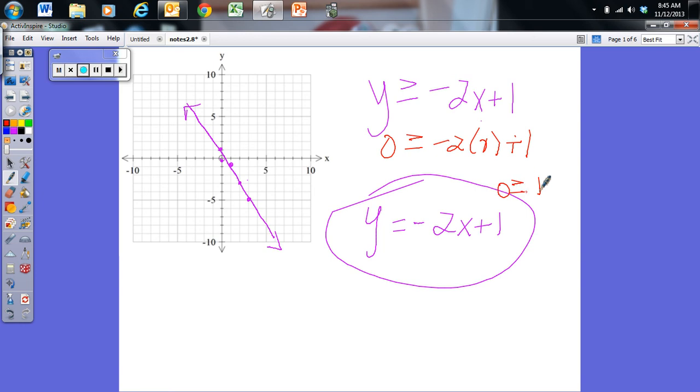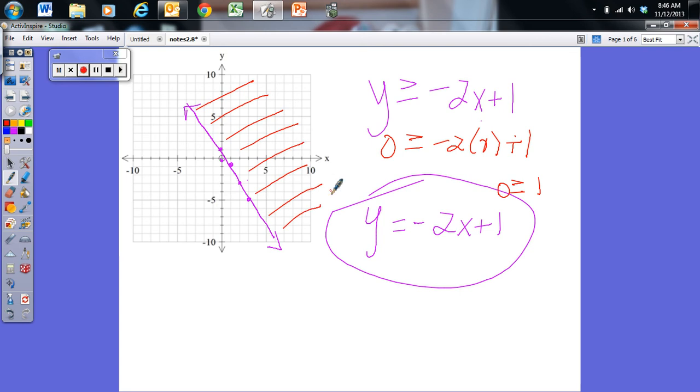Is 0 greater than or equal to 1? That's what you have to ask yourself. Hopefully your answer is no, because 0 is not greater than or equal to 1. So since this is not a solution to the inequality, we're going to shade on this side of the line. All the numbers on this side of the line actually make the inequality true.